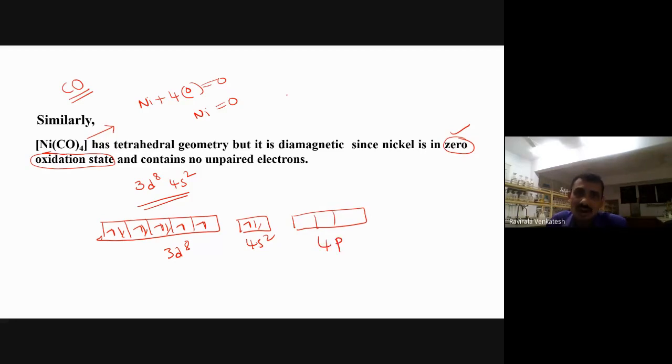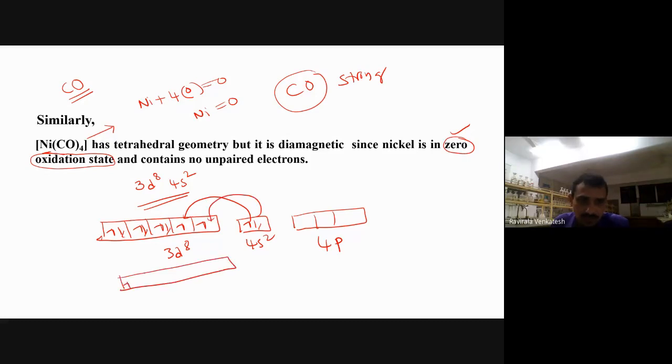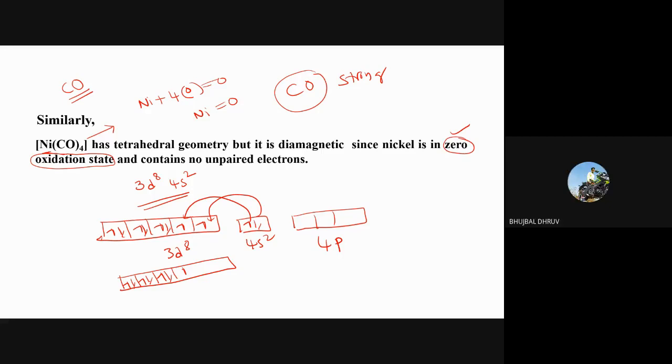Now CO is a strong ligand, right? CO is a very strong ligand. So what happened? We need to pair the electrons. How do we pair the electrons here? Now put these two electrons here. Now what do we get here? Like this we get. Is it visible to all of you, whatever I am writing? Yes, sir.